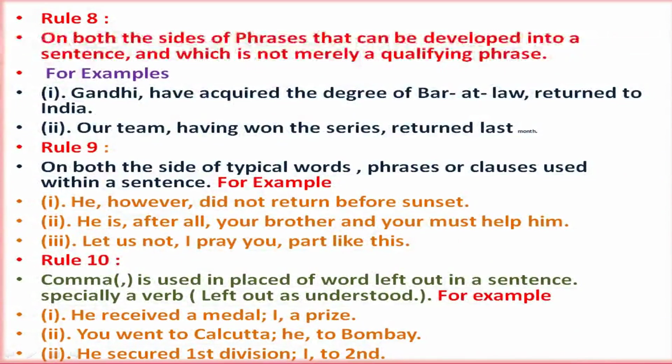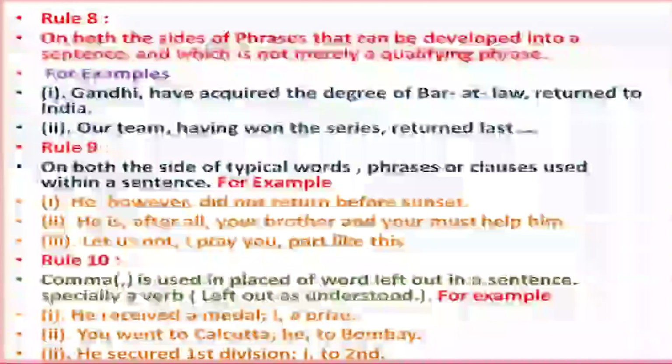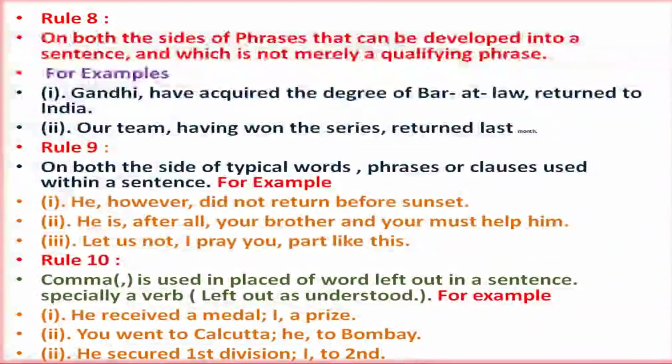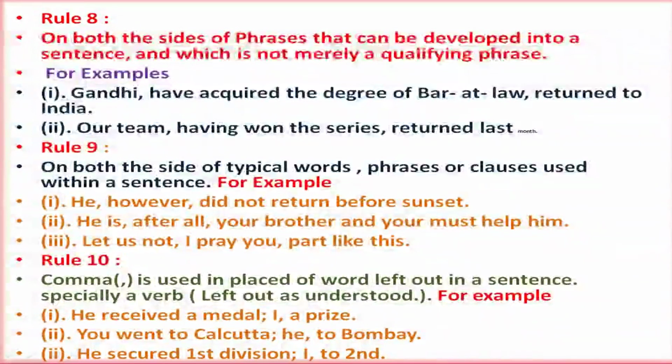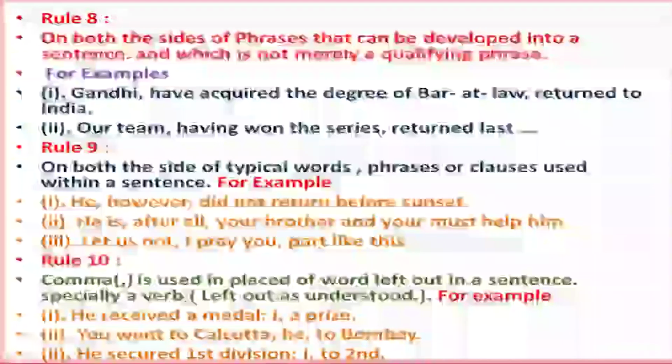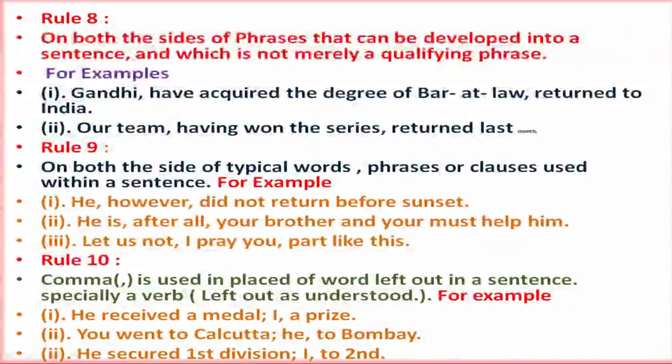And rule number 10, comma is used in the place of a word left out in a sentence, especially a verb left out as understood. For example, he received a medal, a prize. You went to Calcutta, he to Bombay. He secured first division, I second.